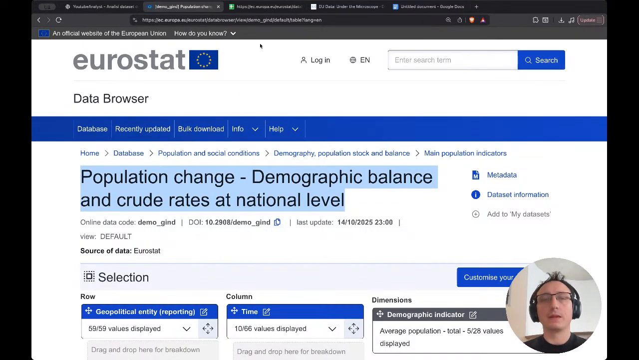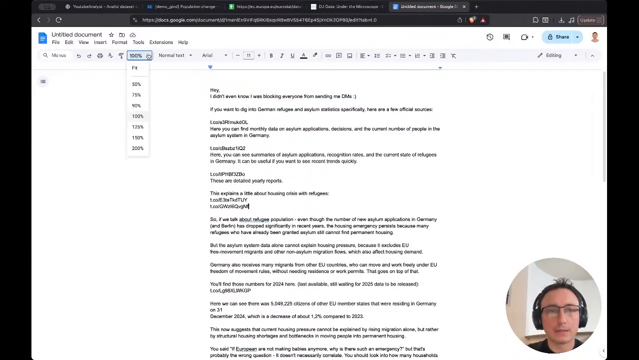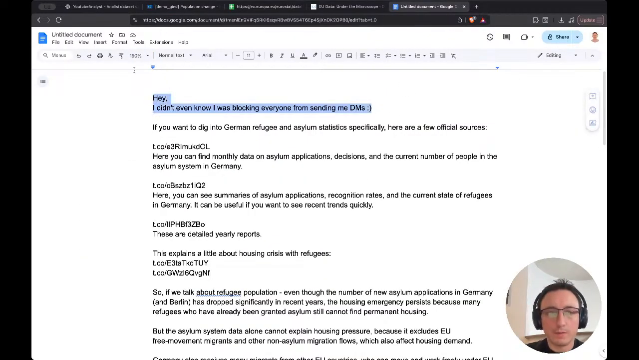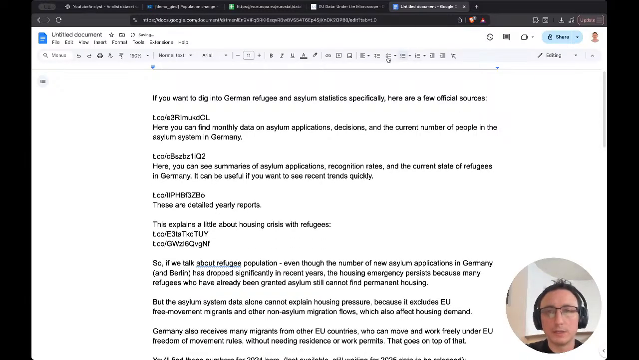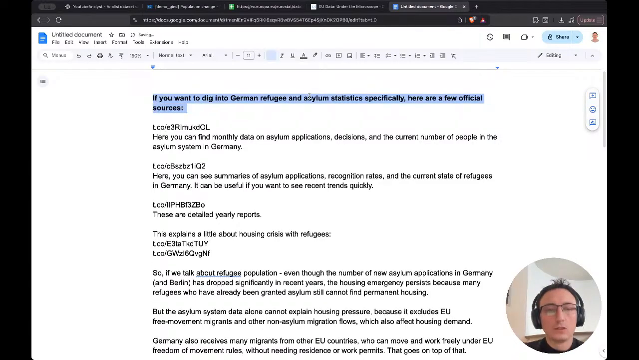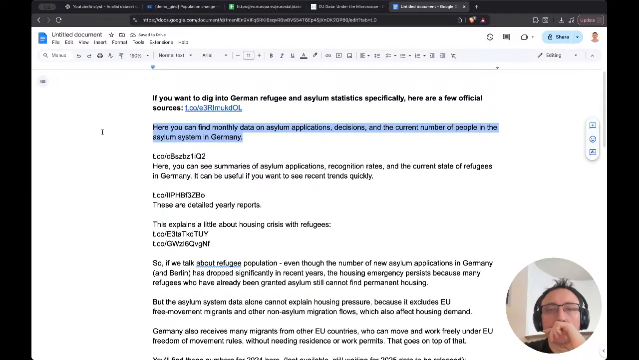But before diving into this specific topic, I want to analyze a message I received from a user, which is telling me a few suggestions about the work I'm currently doing. So if you want to dig into German refugee and asylum statistical, you can use this link. Here you can find monthly data on asylum application decision and the current number of people in the city.